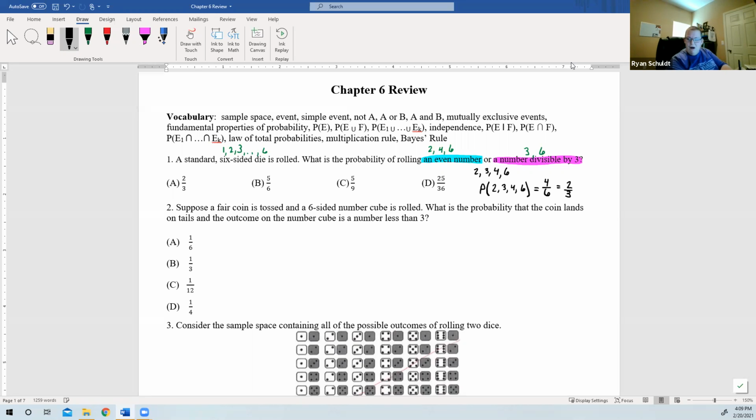Now I could go all into this, oh, well, let's do the addition rule and all this. No, just keep it simple. We're rolling a die, even number, 2, 4, 6. Divisible by 3, 3, 6. Okay, well, what all numbers could I get? 2, 3, 4, and 6. Hey, that's 4 of our options. 4 out of 6 reduces to 2/3. A is the answer.